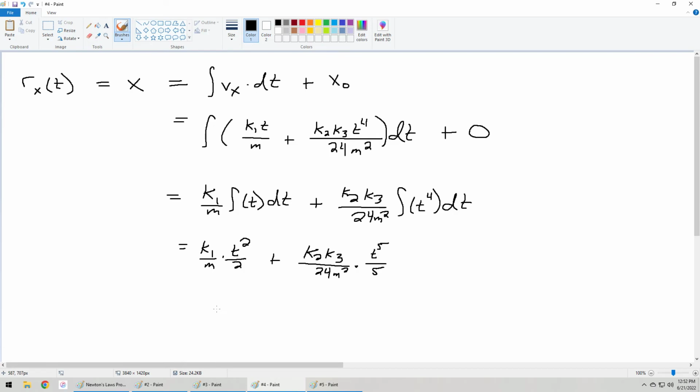A little bit of simplification required here. Bringing it all together, we have k1 t squared over 2m plus k2 times k3 times t to the fifth. 5 times 24 should be 120 m squared. All right. So that would be then equation number 3.